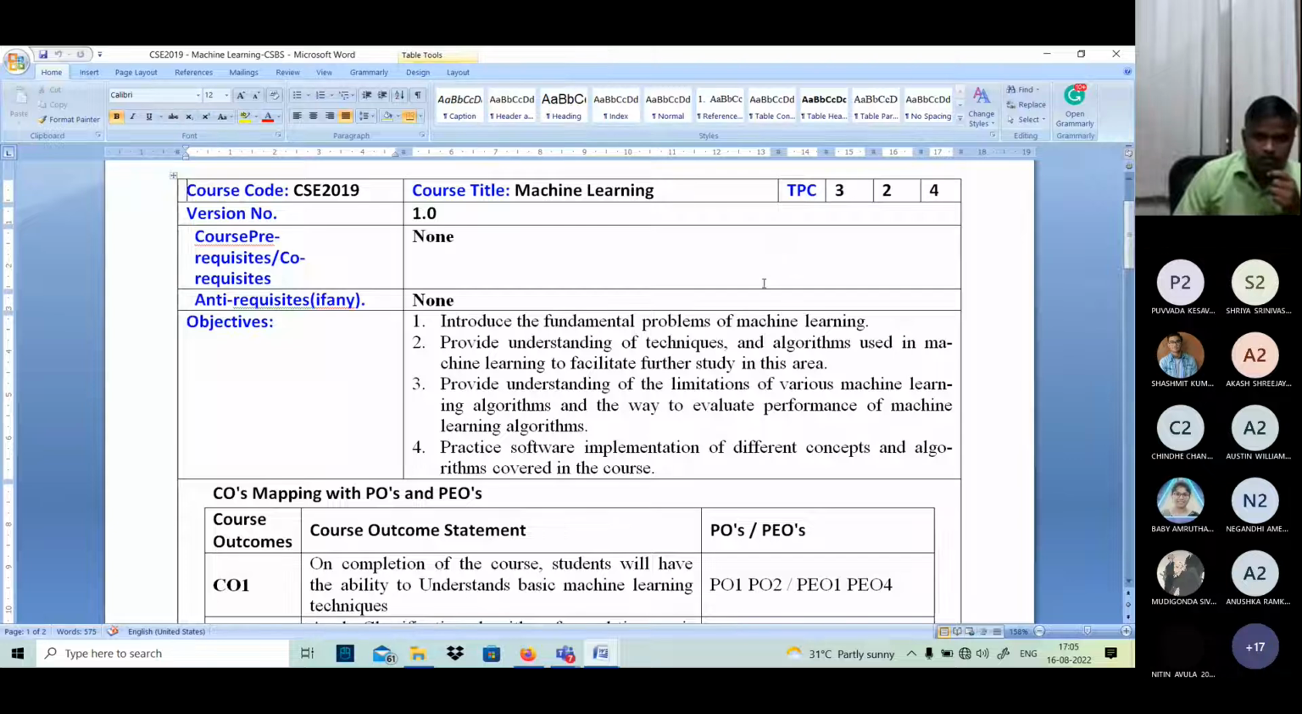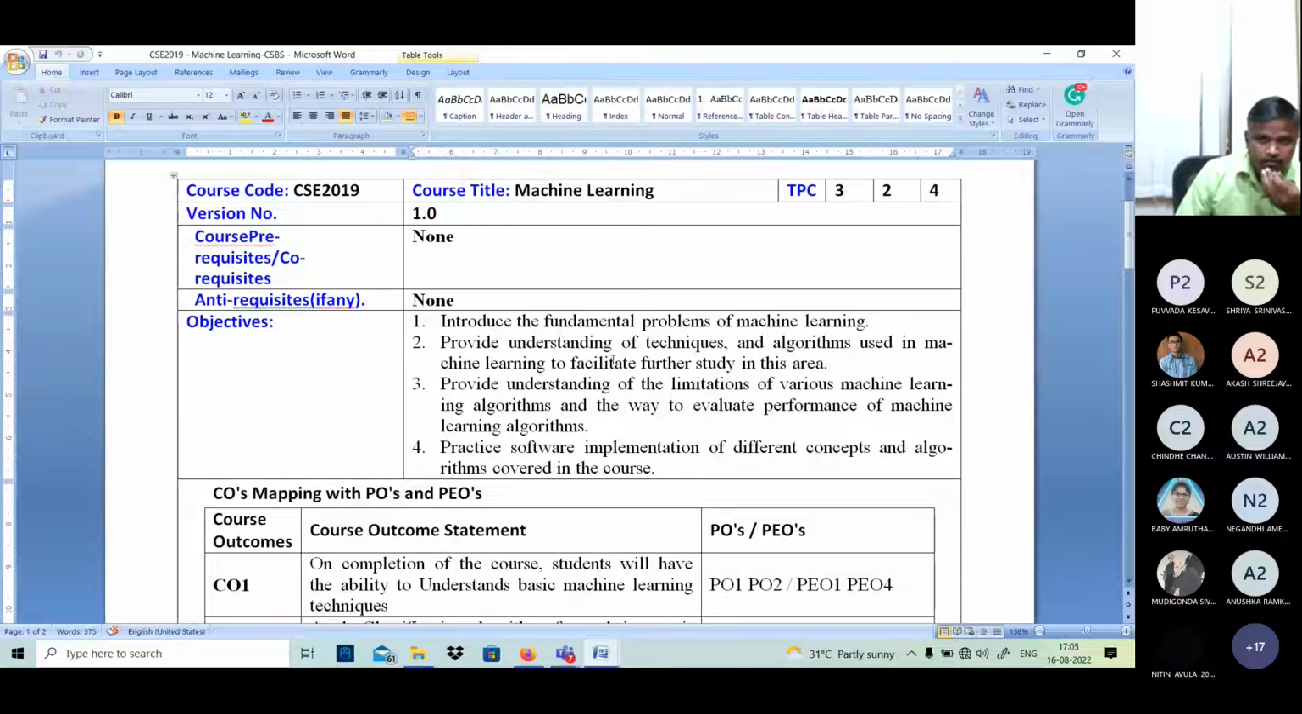What are the objectives? First of all, we will see the course title, machine learning, which is given the course code CSE 2019. For this course, 3 theory credit hours are given, and two practical hours. Each hour has 0.5 credit, so 2 into 0.5 is 1 credit. So 1 plus 3 theory credit hours, 4 credits. And this is the version 1 machine learning syllabus.